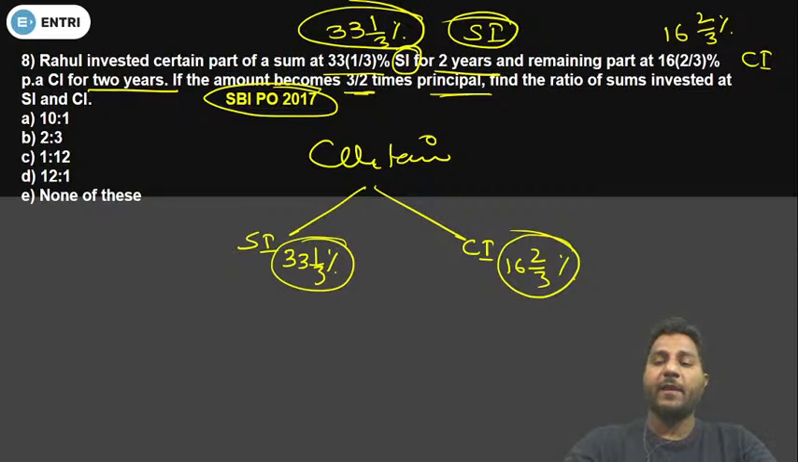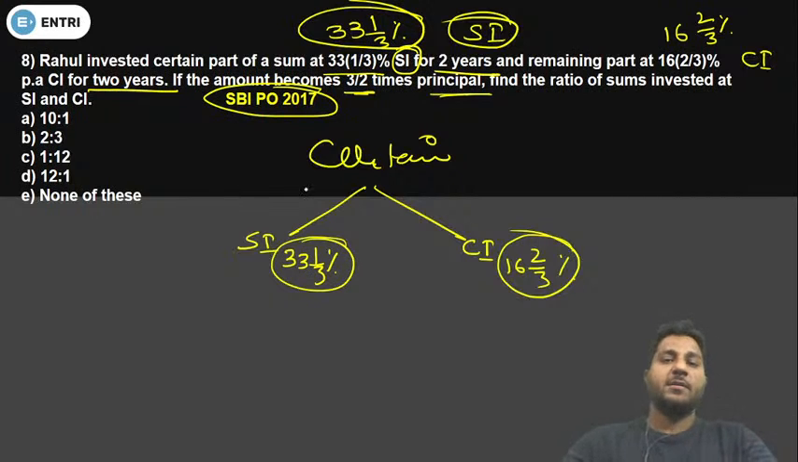Okay, now solve this one. C. Okay, I think it's a wrong answer, Naidu.